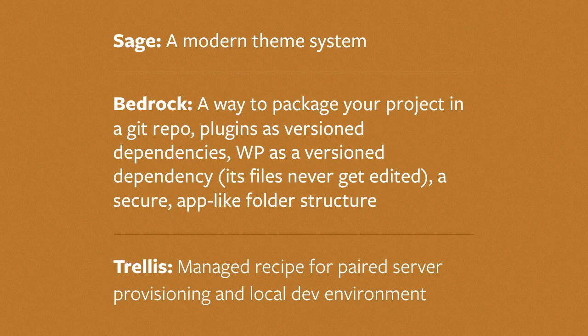So Roots. What's Roots? Roots was started as just a theme, and now it's three components. The first component at the top, you see it's Sage, which is a modern theme system. And then there's Bedrock and Trellis, two other components that came up throughout the years. Bedrock is a way to package your project in a Git repo. All your WordPress plugins are treated as dependencies, Composer dependencies.